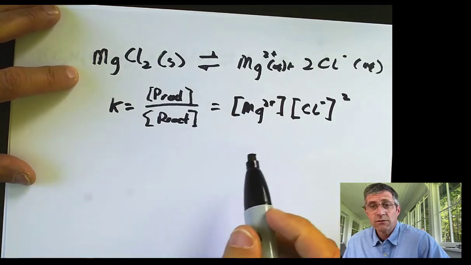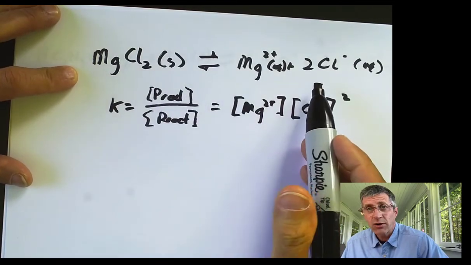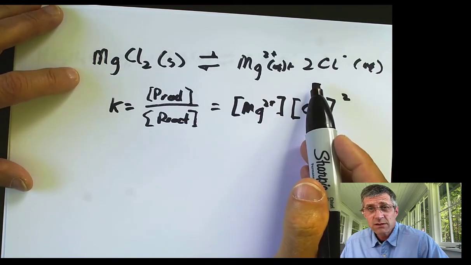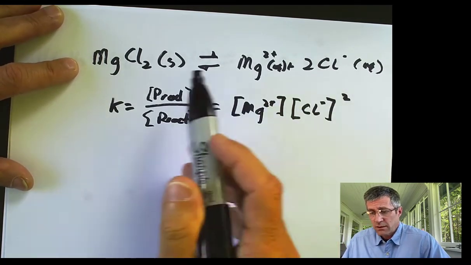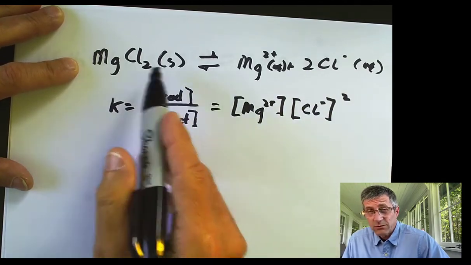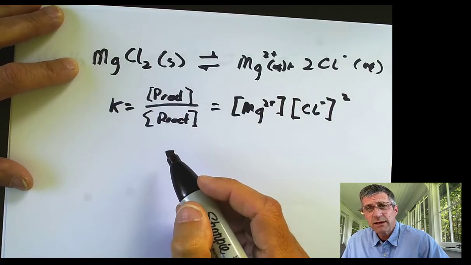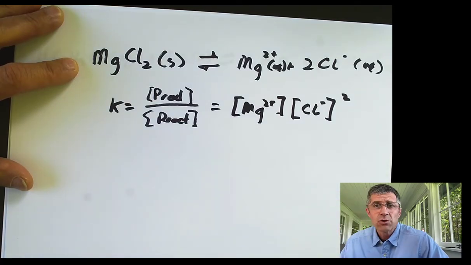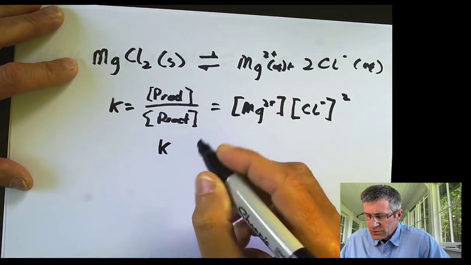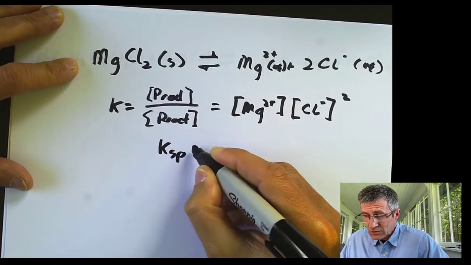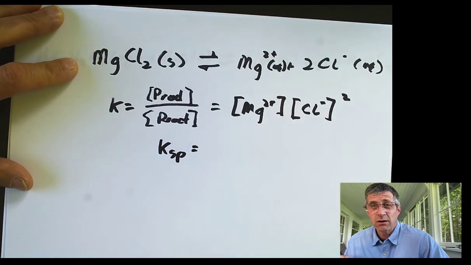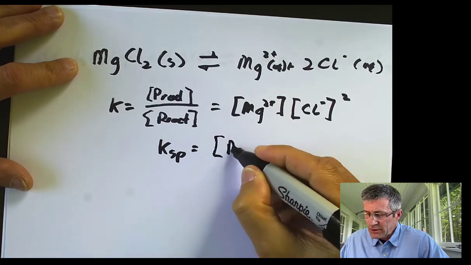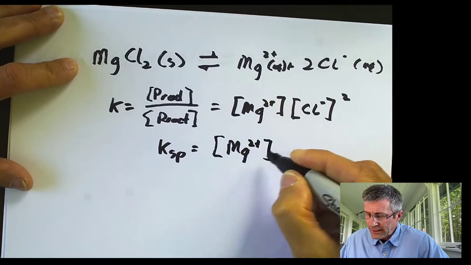So if something dissolves well in water, I'm going to get a lot of products, so I'll have a large K value. If something really doesn't dissolve well in water, well, I'm going to have a very small K value. I'm going to have mostly reactants at equilibrium. Right? So this is a way of describing solubility. And as we do with Ks, this is called a solubility product. So it's a K. It's the same way we calculate all of our equilibrium constants. I'm going to give it SP for solubility product, and it's equal to the ions.